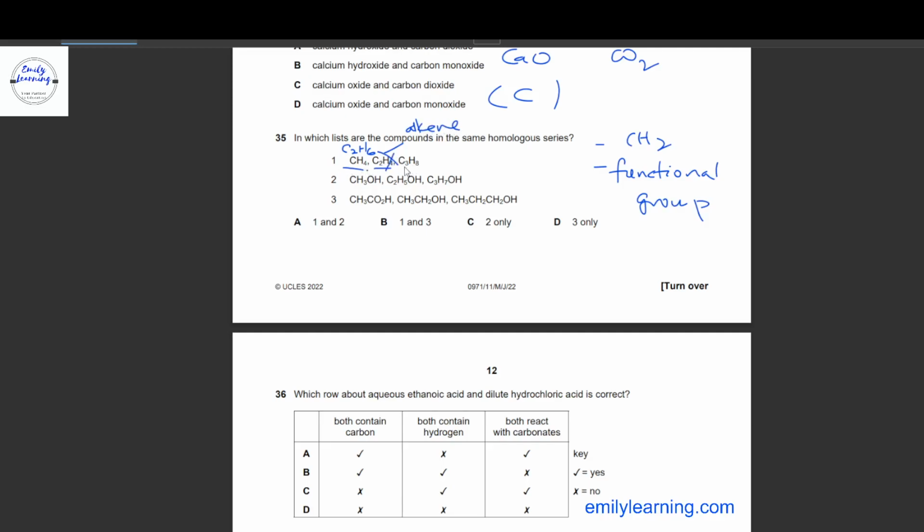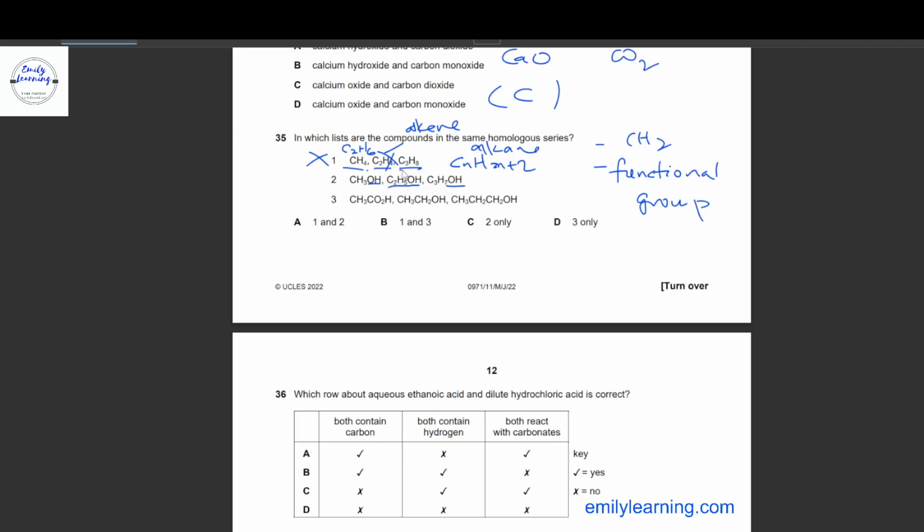CH4 is an alkane. C3H8 is also an alkane. They follow CnH2n+2. But not C2H4. So the first is not in the same homologous series because of C2H4, which is an alkene, whereas CH4 and C3H8 are alkanes. Okay, next, OH, OH, OH. Very likely they are in the alcohol group. So let's check whether they differ by CH2 group. Okay, so CH3 plus 1 carbon becomes C2, plus 2 hydrogen becomes H5.